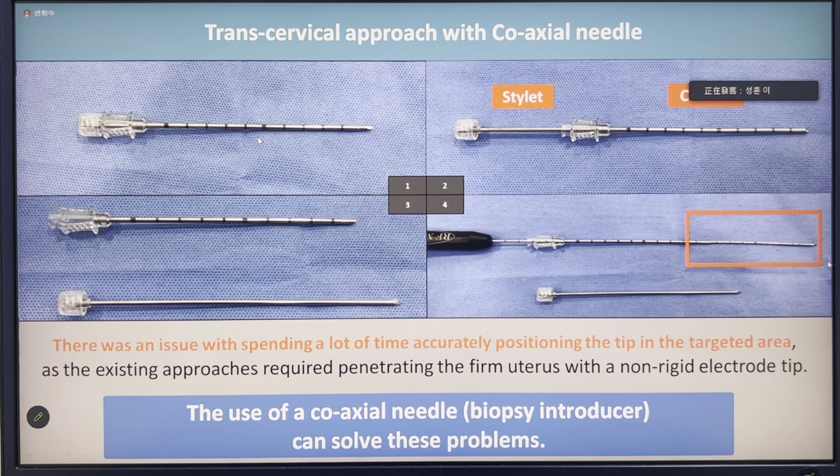This is the coaxial needle. The coaxial needle is composed of a cannula and stylet. A coaxial needle, as shown in the first picture, is inserted into the targeted area with the cannula and stylet combined. After it is located in the target area, remove the stylet and only the cannula remains in the targeted area. Insert the electrode tip through the cannula and then remove the cannula. Finally, there is only an electrode remaining in the targeted area. This is the serial number of the coaxial needle which I use.